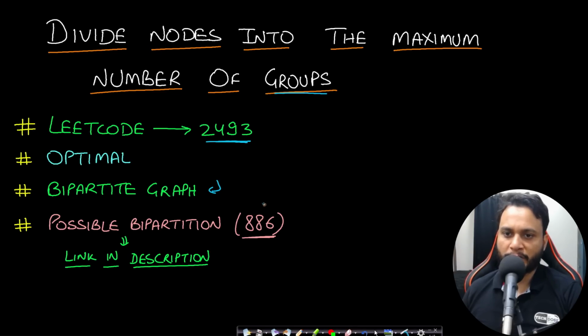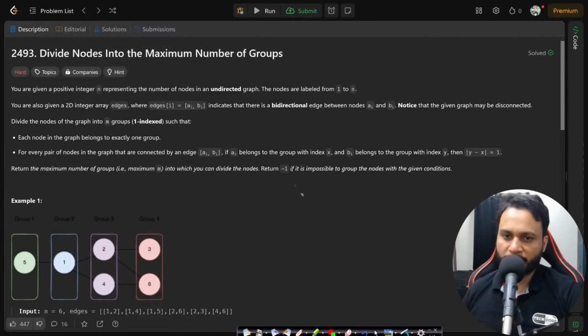A good problem to solve after watching this is to actually solve the Possible Bipartition problem, which is from Leetcode 886. I have already provided the video link in the description below. So let's now read the problem statement.